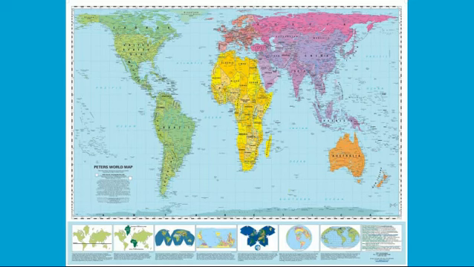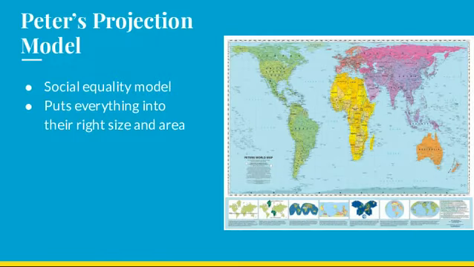So the advantage of the Peters map in comparison to all the other maps is it attempts to make everything equal, and it makes everything into the correct size. Now the Peters map is really new, so if you guys haven't seen it before, that's totally okay. Part of the reason why the Peters map was created and why it's a little bit more preferential is because of a social justice idea.